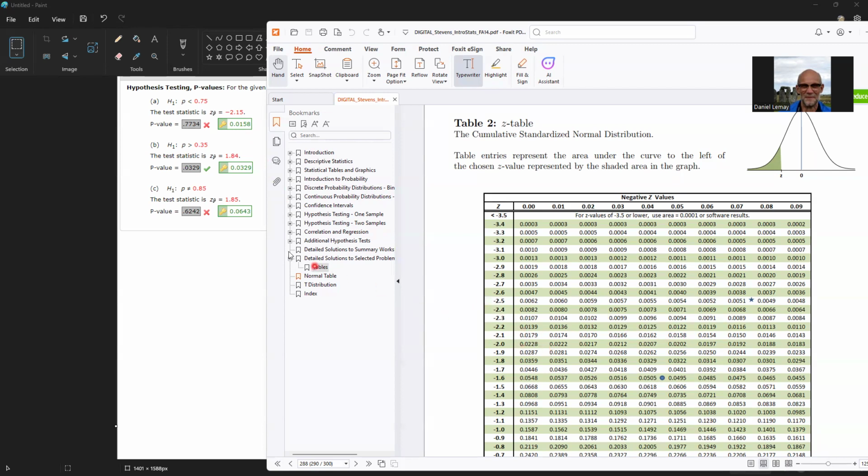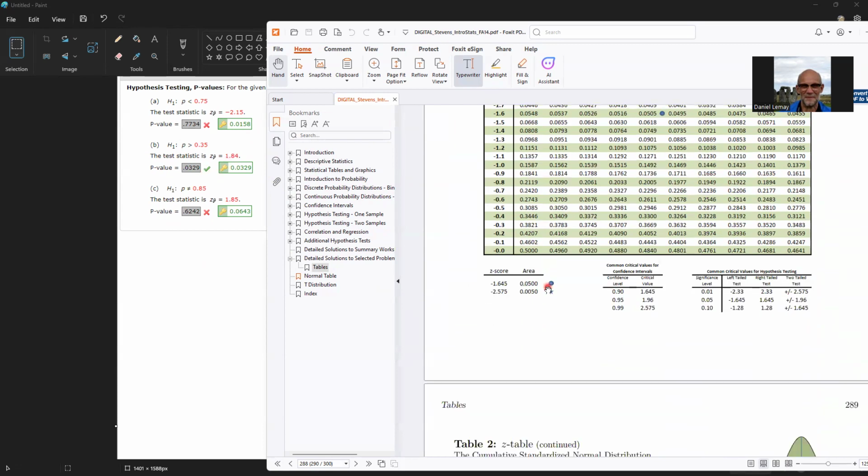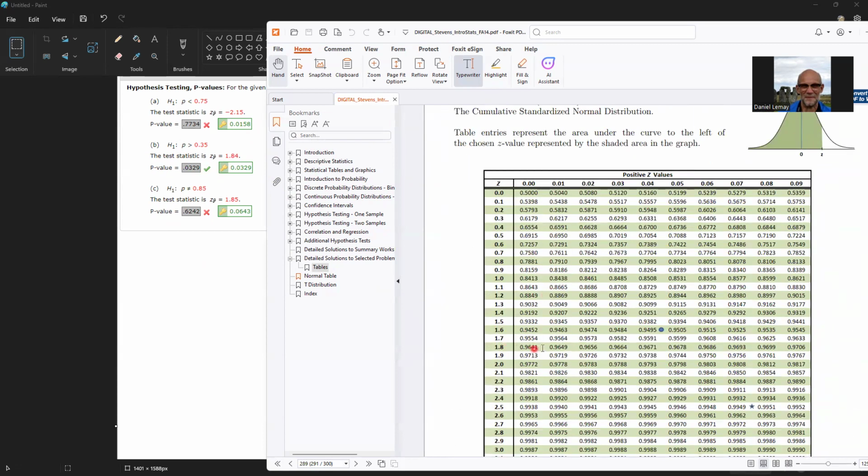Okay. So then the next one is a right tail test. So what we're going to have to do here is look up the positive value. And remember, for a right tail test, we're looking for the area on the right, and this table tells us the area on the left. So we're going to have to subtract our table value from 1 here. Okay. So let's see, we're going to look up 1.84. So we're going to come down to the positive numbers. 1.84 is 0.967.